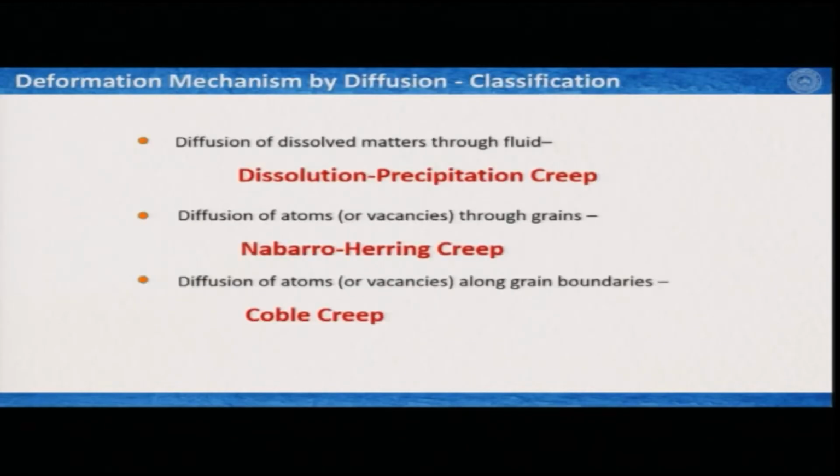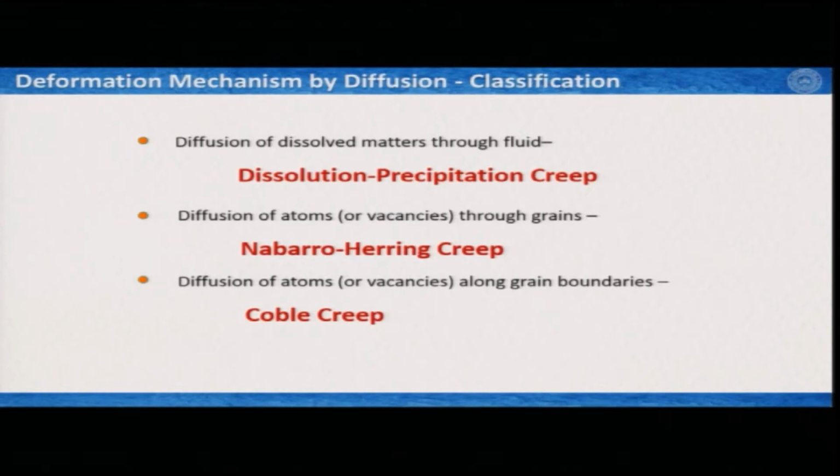So, first of all, let us classify the processes, as geologists or any science always does. The diffusion creep mechanisms are generally classified in 3 different classes. The first one is diffusion precipitation creep, or DPC. This is diffusion of dissolved matter through fluid. When that happens, it is dissolution precipitation creep.